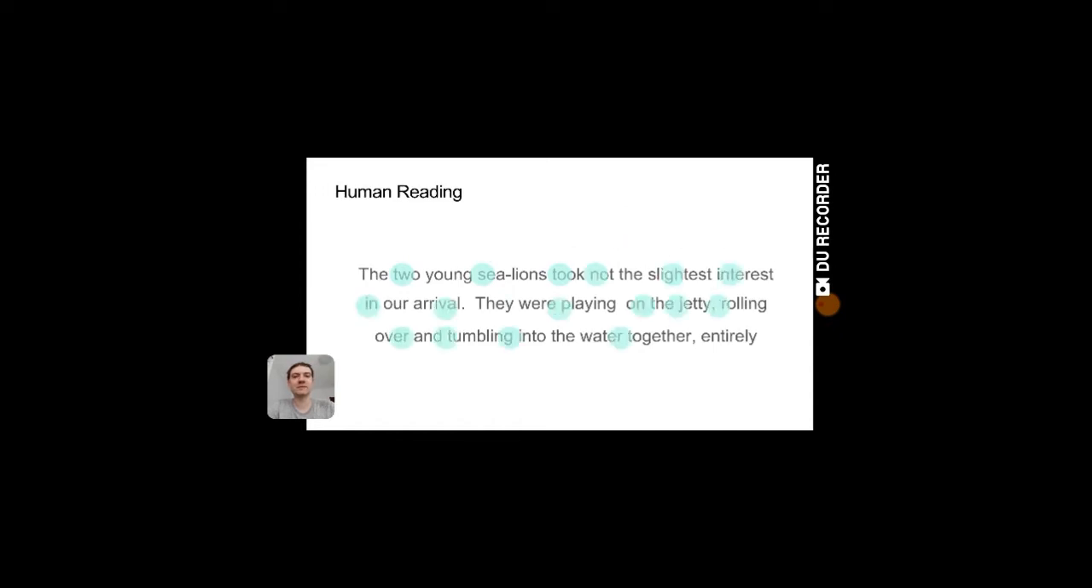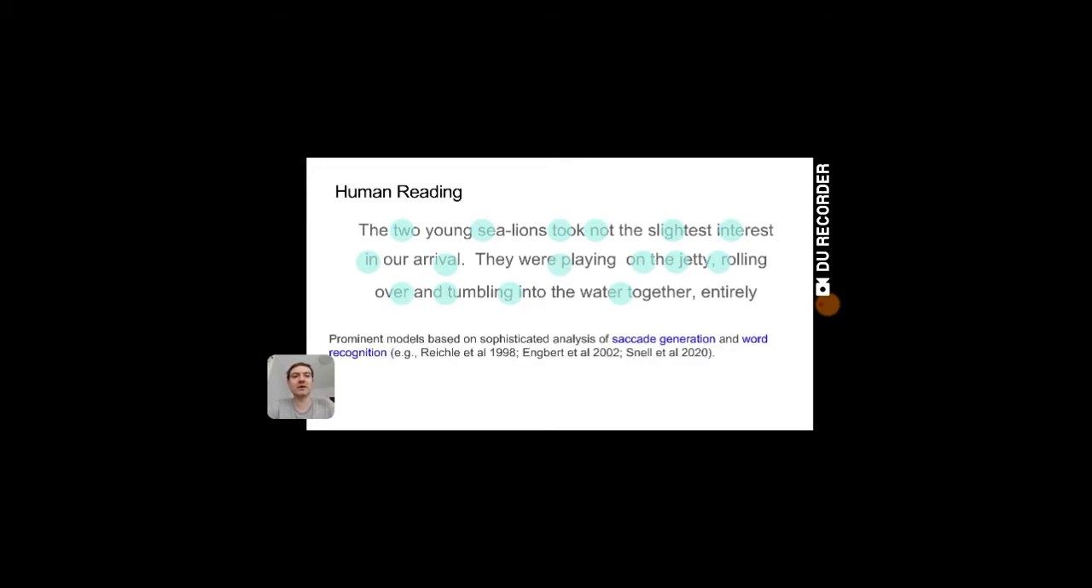This process has been of interest to psycholinguistics for a long time, and there are some well-established sophisticated models like EZ Reader, SWIFT, and others that have a sophisticated analysis of the saccade generation and word recognition process. In this project, our aim was to see whether we could replicate some of the success of these kinds of models using a simple rational modeling approach that further is built on modern neural network models as we have in NLP.